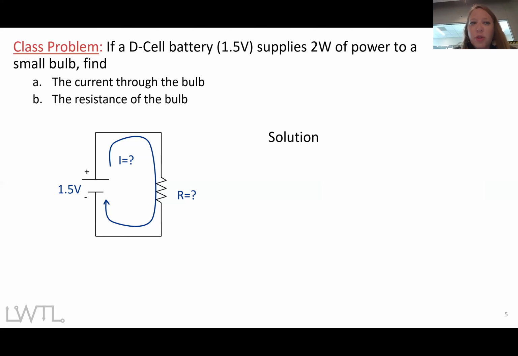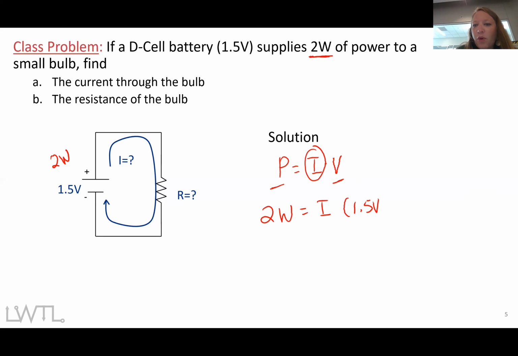In order to find current through the bulb, we don't know the resistance, but what we do know is that there's 2 watts of power supplied to the whole circuit. If I know there's 2 watts of power, then I know my power equation: power equals current times voltage. What I'm trying to find is current. I know power and I know voltage. So I can say that 2 watts is equal to current times voltage, which is 1.5 volts. I divide by 1.5 volts.